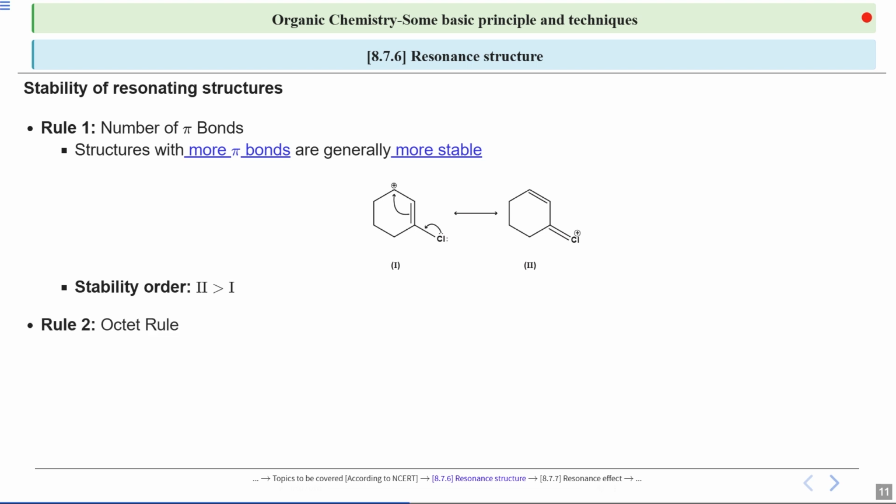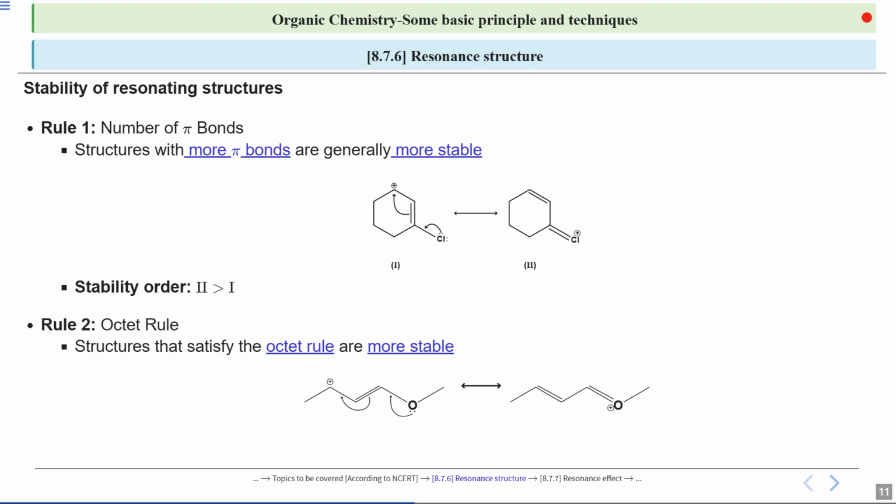Moving on to the next rule, we have the octet rule. According to this rule, the structures that are having a complete octet are more stable than those which are having an incomplete octet. Here you can see an example of it. You can clearly see that the oxygen's lone pair is resonating to create the next structure. But what can be inferred from here?